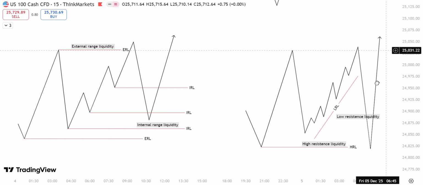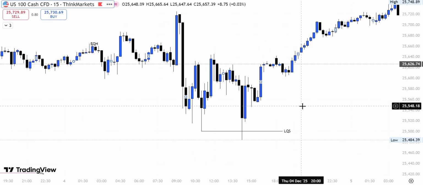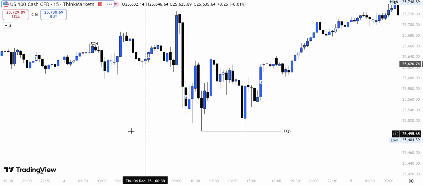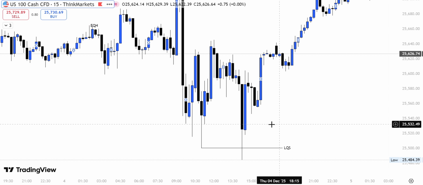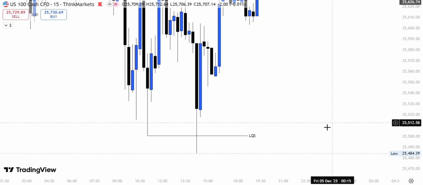Now let's see some examples in the charts. So this first example is a liquidity sweep. As you can see right here, we got this wick. And then this candle swept this candle's wick, this candle's low wick, and then it delivered up, as you can see right here.